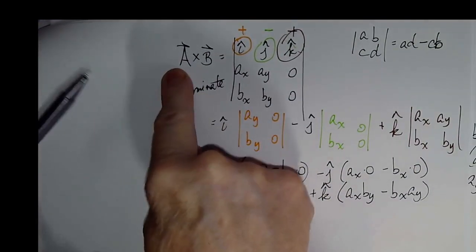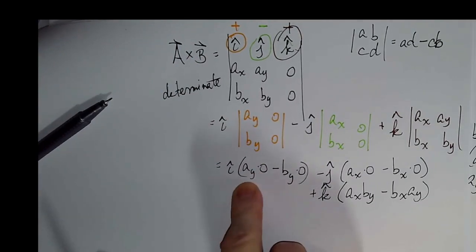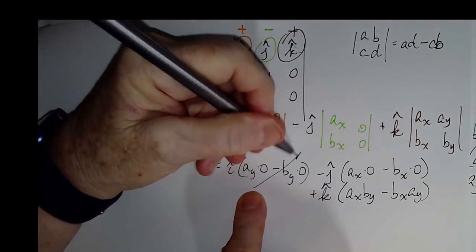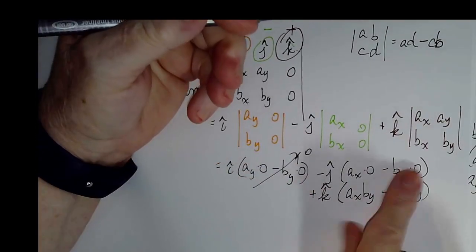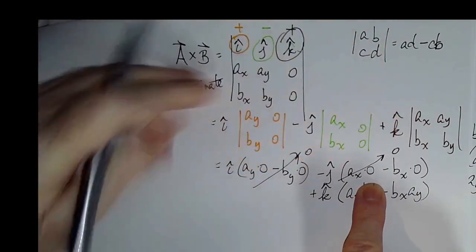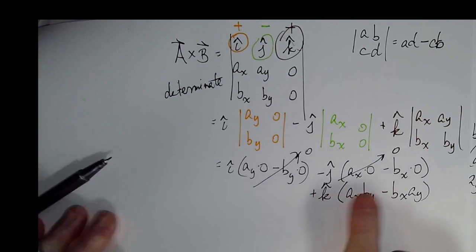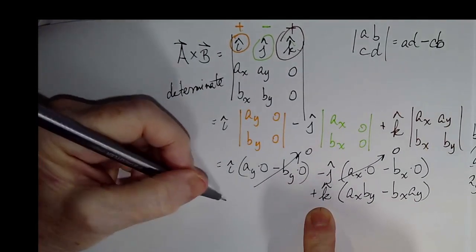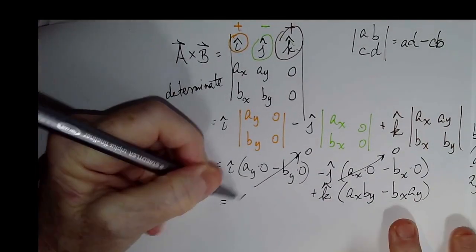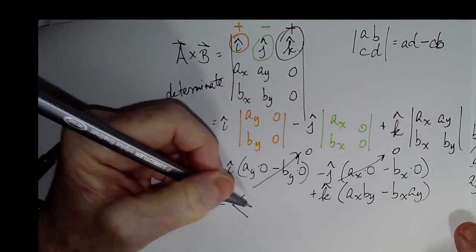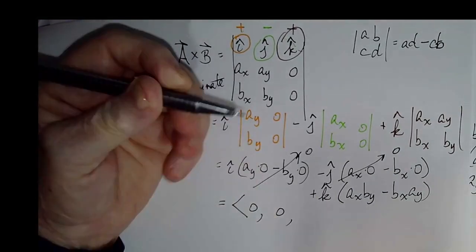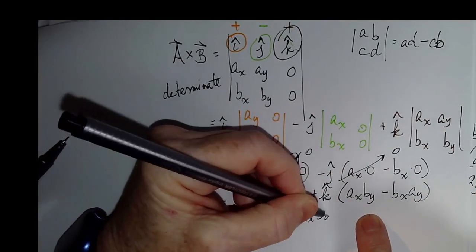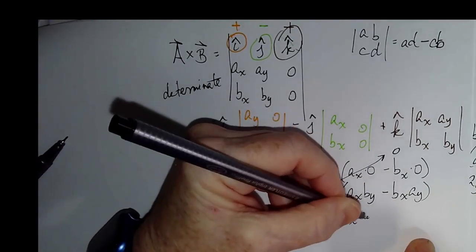So the cross product of A and B, well, what is anything times 0? It's 0. We're going 0 in the X direction. We're going 0 in the Y direction. Our only direction of the answer is in the Z direction. So I can write A cross B as the three-dimensional vector 0, 0, because I and J are both 0, and then AX BY minus BX AY.